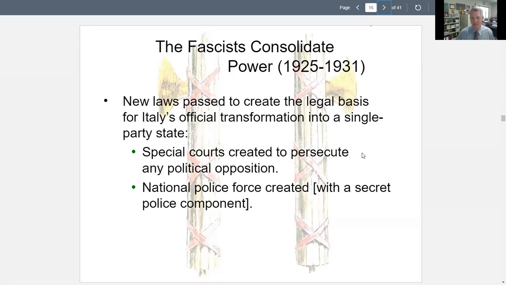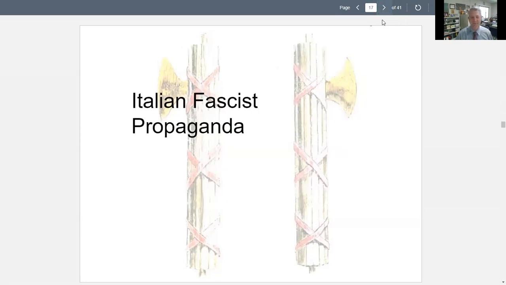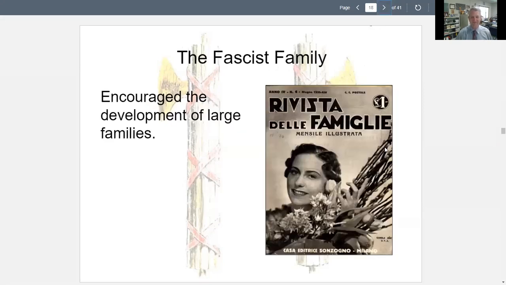So there'll be no Socialist Party, no Democratic Party, nothing. He creates a national police force, similar to what Stalin had, with a secret police component, and basically starts his indoctrination of fascist propaganda. So he encourages the development of large families.